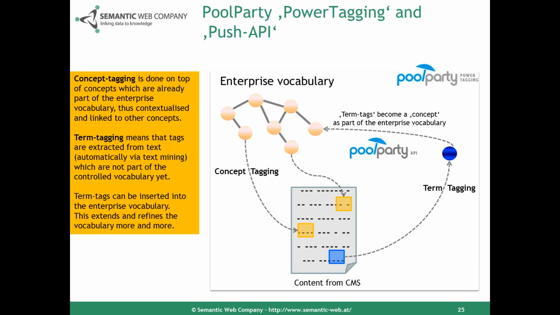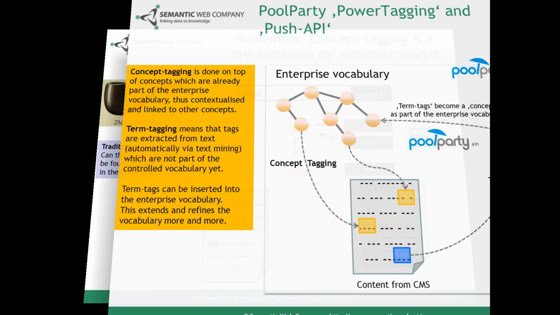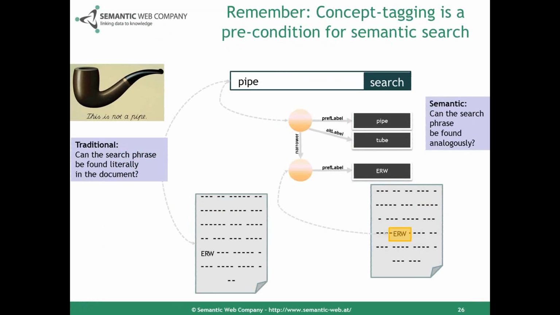And that can be done with the new PoolParty API. So that's one of the methods we provide here. If you have a CMS and you detect new terms which are not in your vocabulary yet, that can be done more or less automatically by the PoolParty extractor, and the new candidate terms will be pushed into the enterprise vocabulary, and from there on it could become a concept of the enterprise vocabulary. So that's the whole idea here of this PoolParty power tagging.